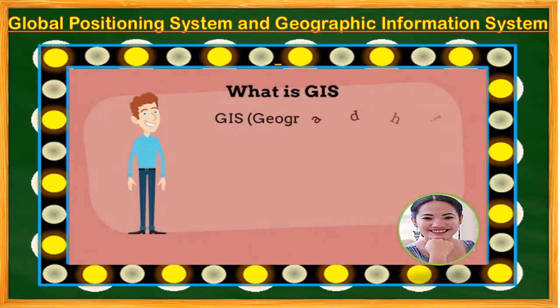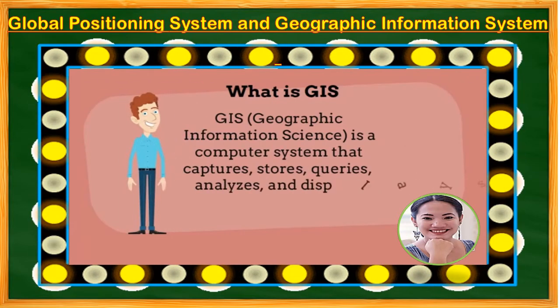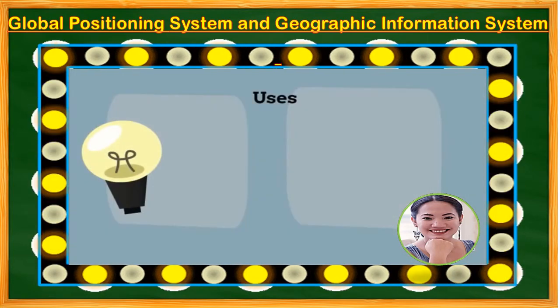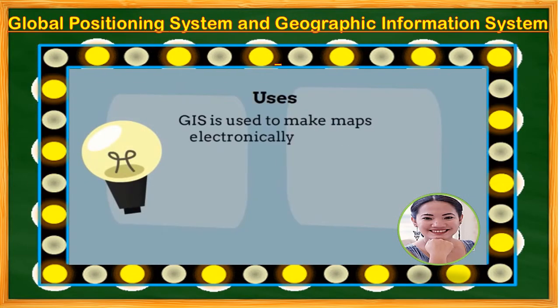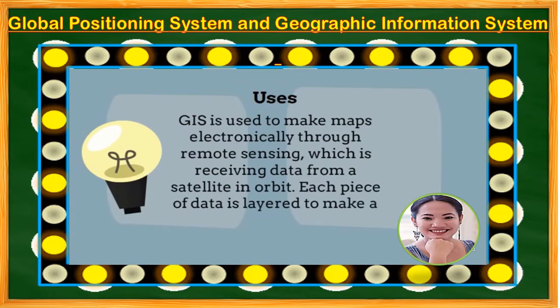What is GIS? GIS, or Geographic Information Science, is a computer system that captures, stores, queries, analyzes, and displays geographic data. Uses: GIS is used to make maps electronically through remote sensing, which is receiving data from a satellite in orbit. Each piece of data is layered to complete a map.